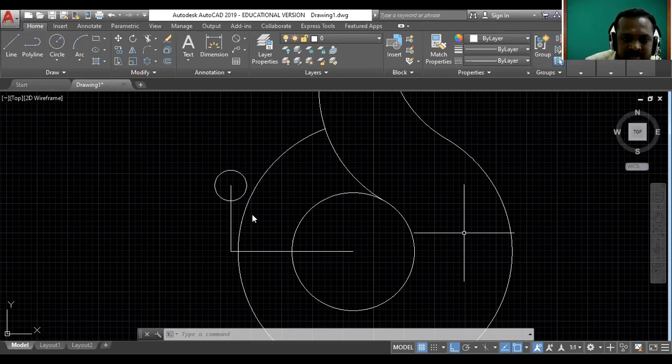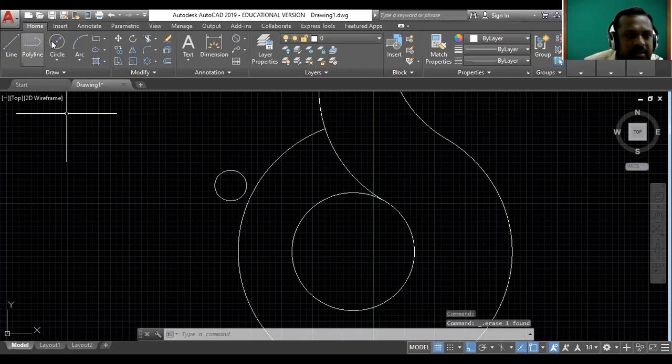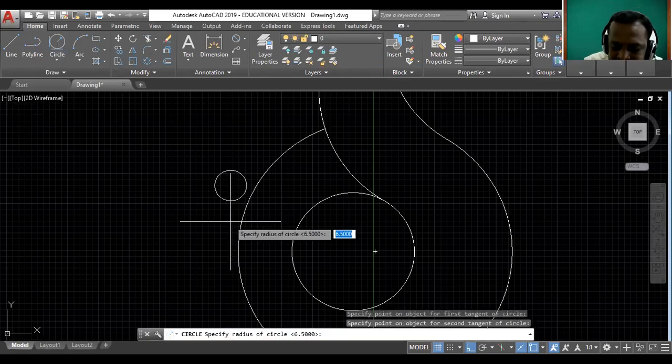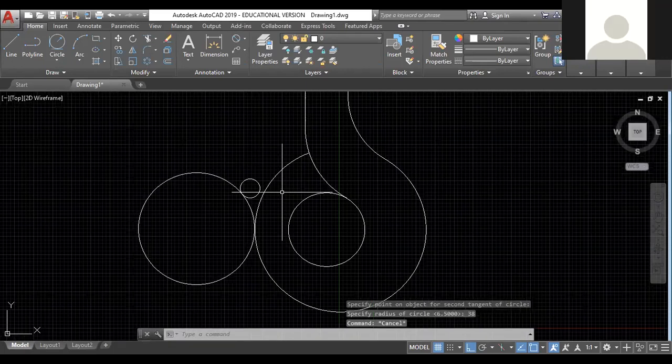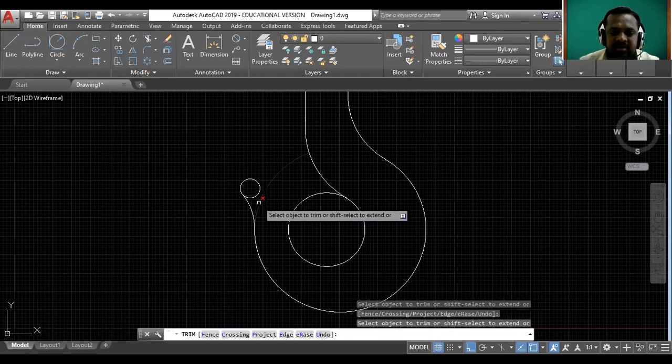I will first delete this helping line. Then take the tangent radius circle. Select this bottom point. What is the radius? 38. Enter. Then I will trim the unwanted portion, TR, double enter. So it is not required.